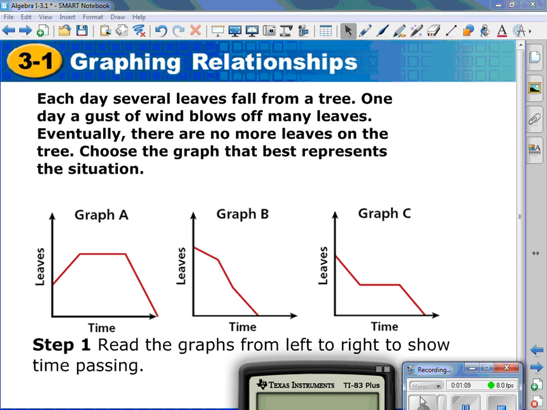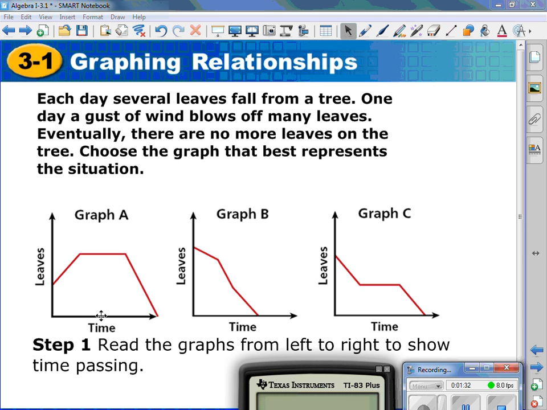Each day, several leaves fall from a tree. One day, a gust of wind blows off many leaves. Eventually, there are no leaves left on the tree. We're going to choose the graph that best represents the situation. There are three graphs here: graph A, B, and C. We need to figure out which one is the best.